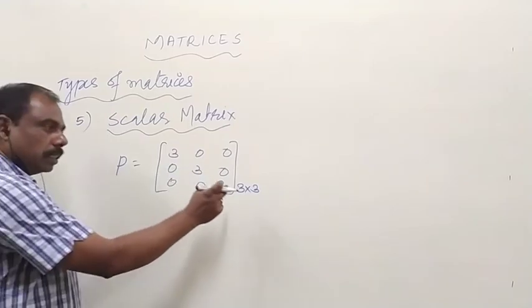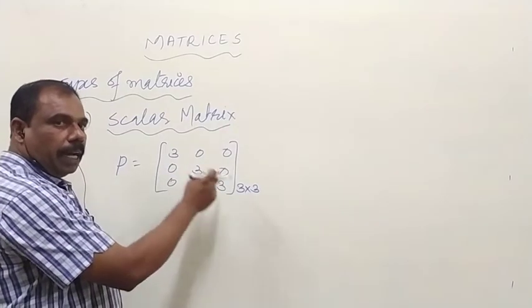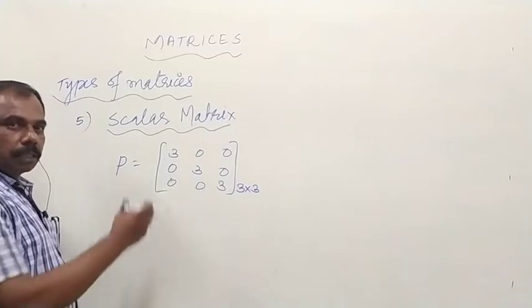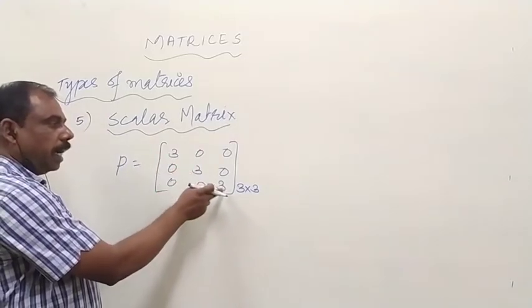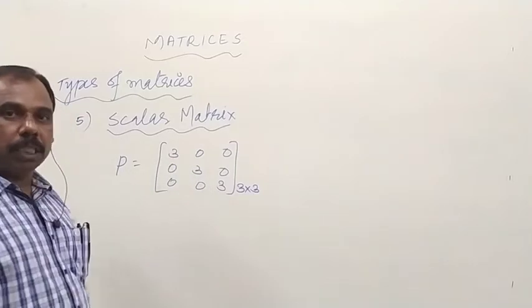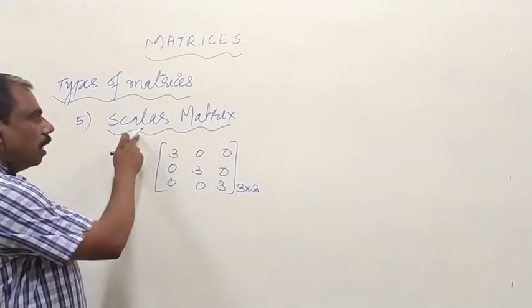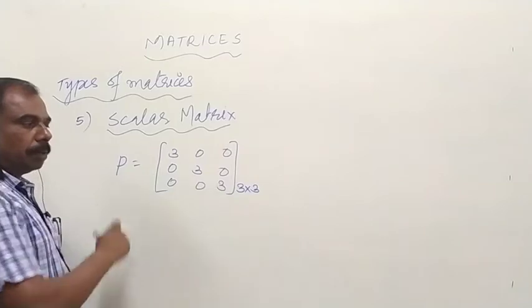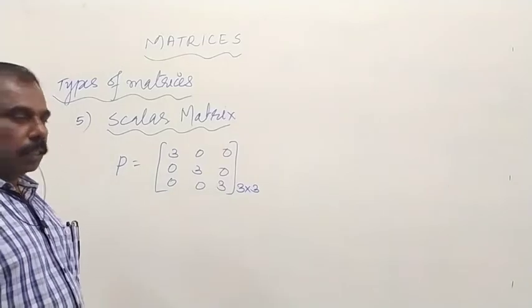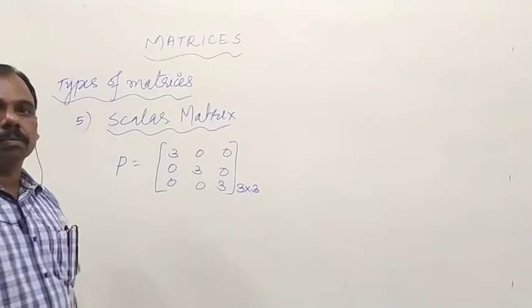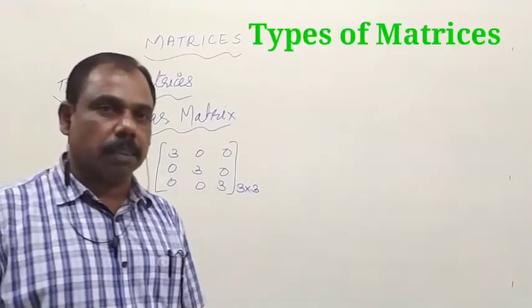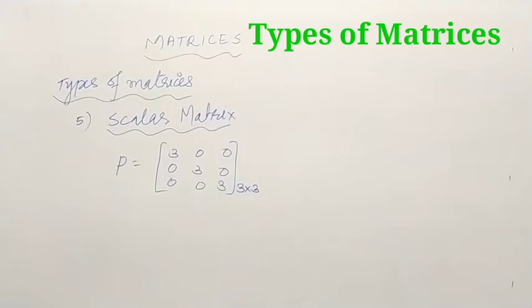We know that it's a square matrix and it's a diagonal matrix, with some more conditions. In a diagonal matrix, these diagonal elements need not be equal, but in the scalar matrix, the diagonal elements are equal. In this case, the diagonal element is equal to 3. So, such a matrix we call a scalar matrix. Now, we look at the next example, that's an identity matrix.